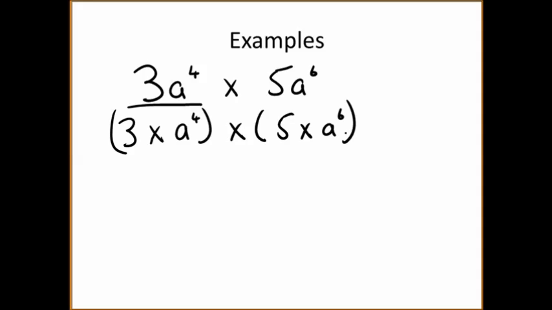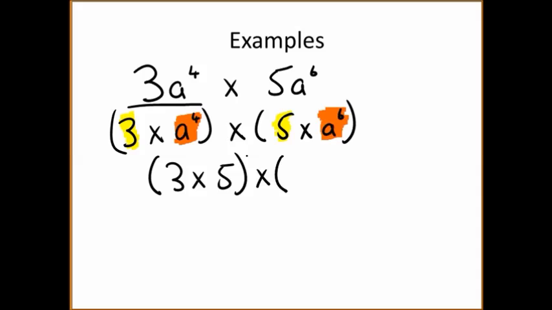So, how do we go about this now? Well, what we're going to do is multiply our coefficients together, in this case our 3 and our 5, and then multiply our algebraic expressions together, a to the power of 4 and a to the power of 6. So we have our two coefficients multiplied together, which is 3 multiplied by 5, multiplied by our two algebraic expressions. The first one is a to the power of 4, and the second one is a to the power of 6.